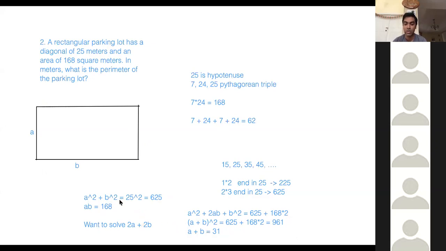Because if I know what A squared plus B squared is, I know what AB is, I know how to make this A squared plus 2AB plus B squared. I can take the square root of that, multiply by 2. And even if there are square roots involved, you can always find the perimeter from these two values, regardless of whether you can actually fit a Pythagorean triple to match these numbers. Does that make sense?